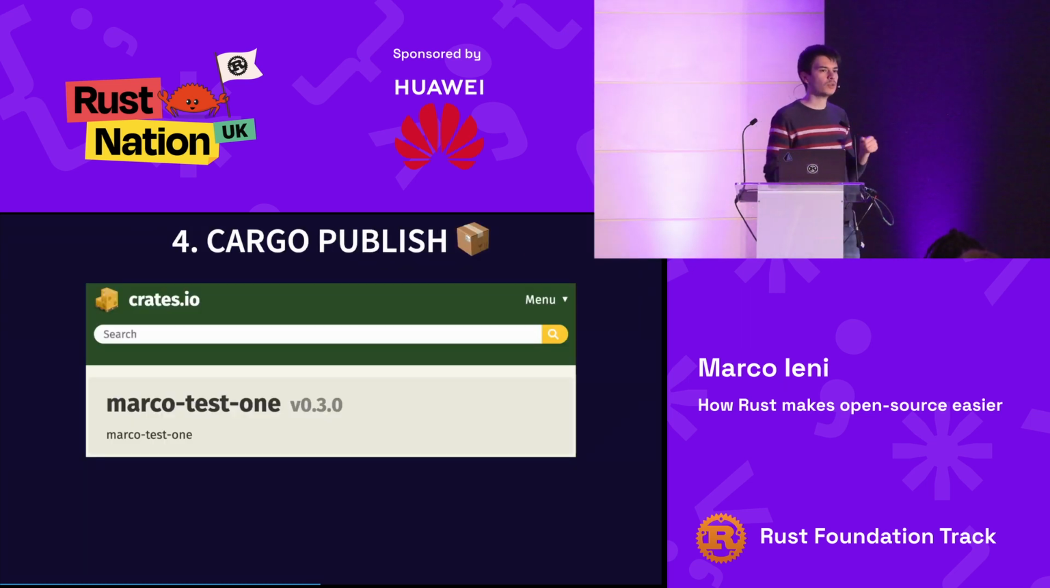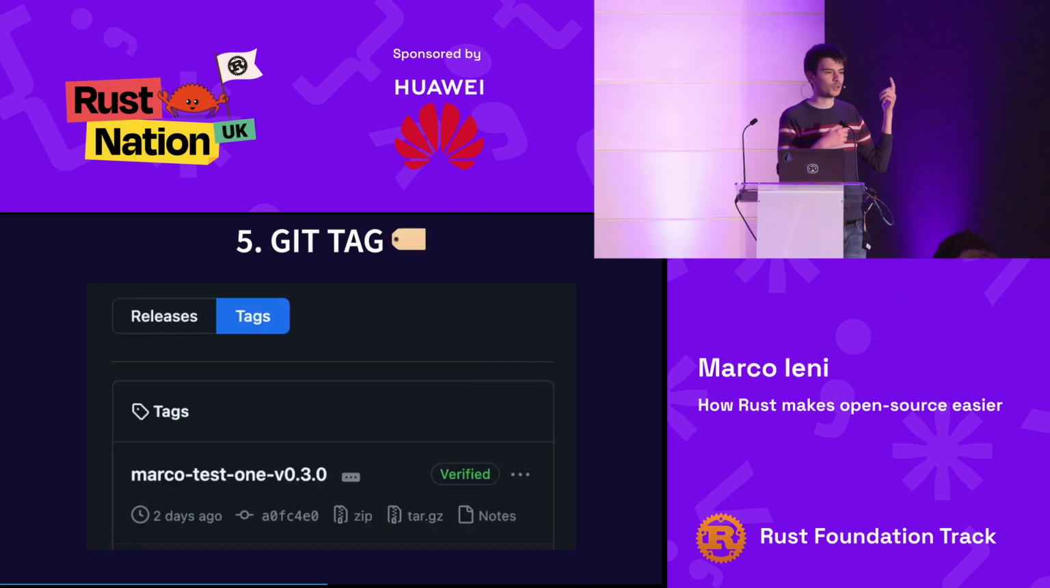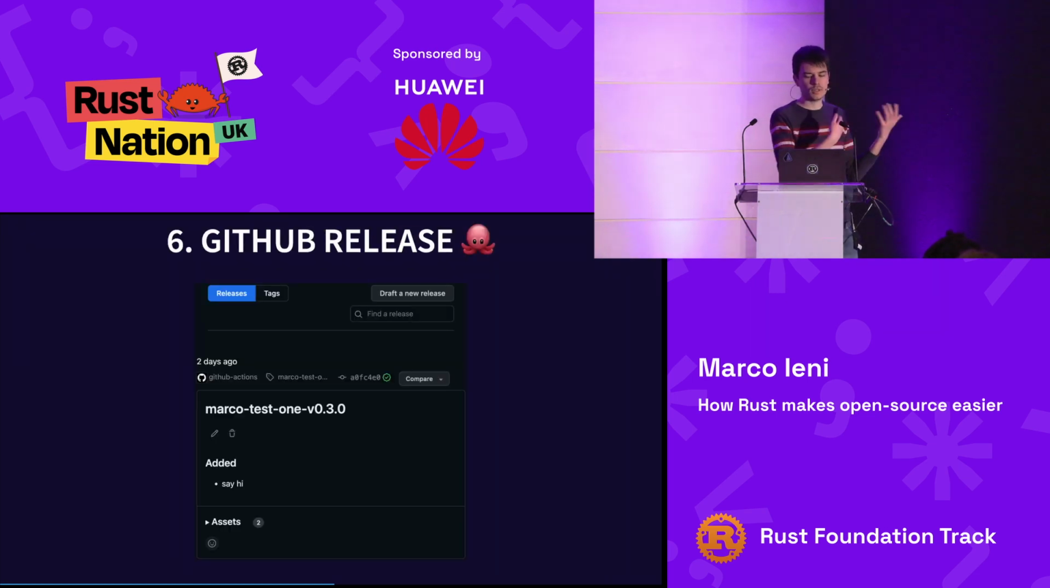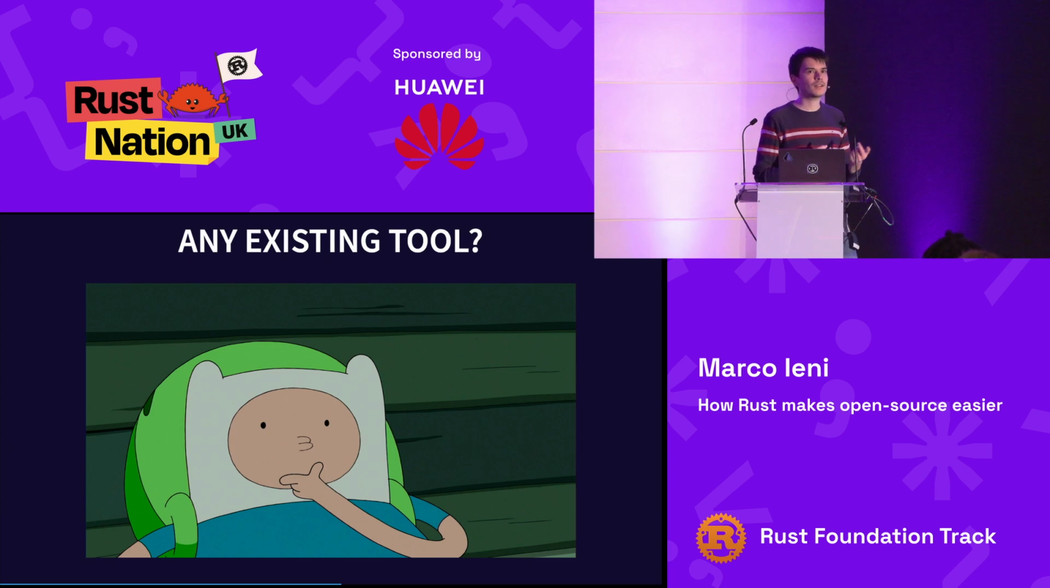And after you've done all of this, you need to run cargo publish. You need to create the Git tag and push it to GitHub. And also, it's a good convention to create the GitHub release with the content of your changes. So imagine doing this for a workspace with many crates, right? So I wondered, is there any existing tool that solves this issue?